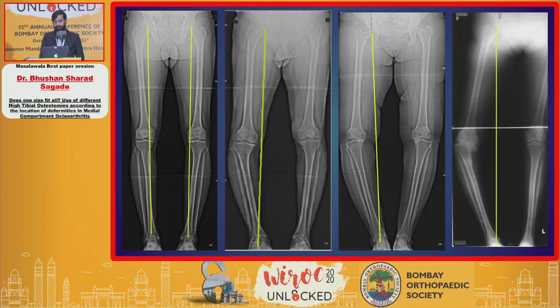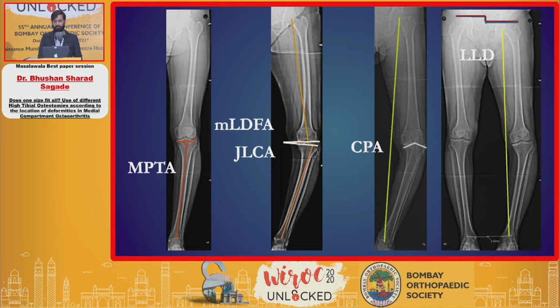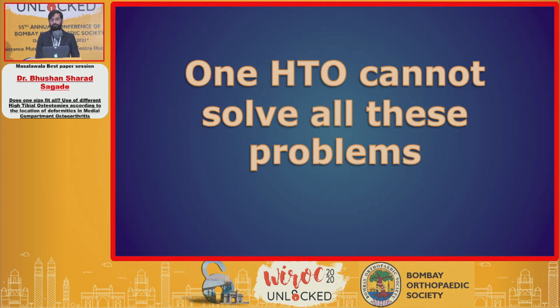As evident by variable deviation of the mechanical axis, the varus deformity may arise from either the proximal tibia as measured by the medial proximal tibial angle, or from the distal femur as measured by the mechanical lateral distal femoral angle, or from the knee joint itself as measured by the joint line convergence angle and the condylar plateau angle, or it may be associated with a fixed flexion deformity, a tibial torsion, or a limb length discrepancy. Our experience and measurements lead us to believe that one HTO cannot solve all these problems.